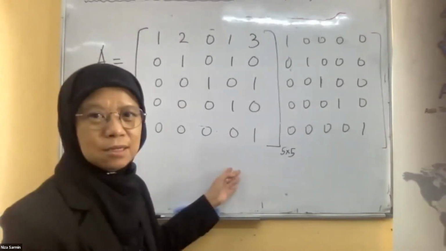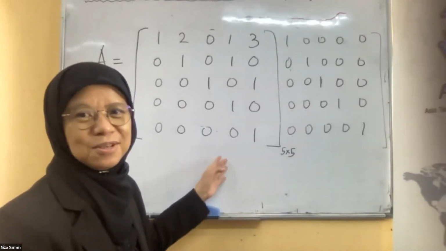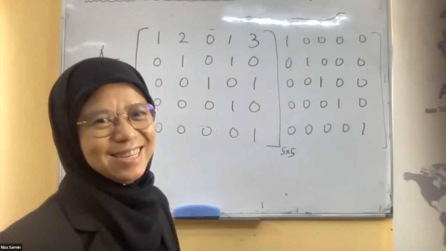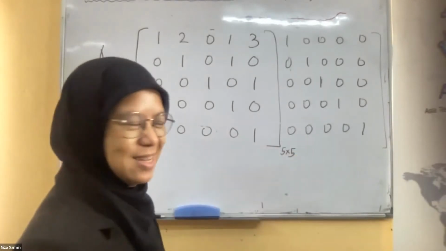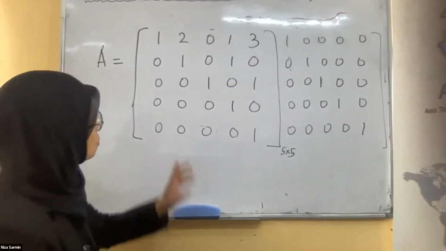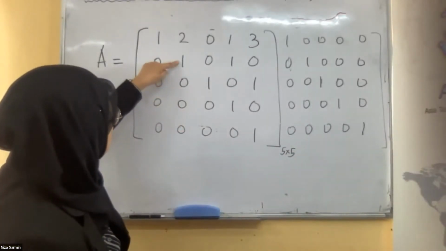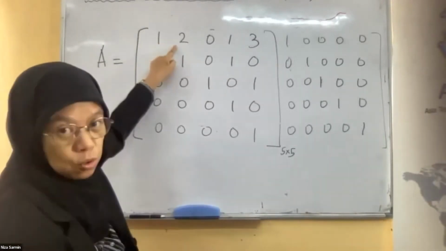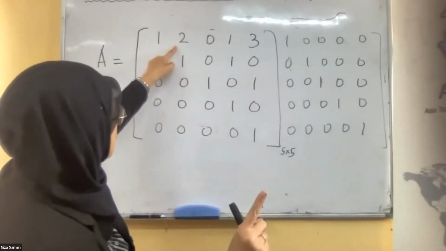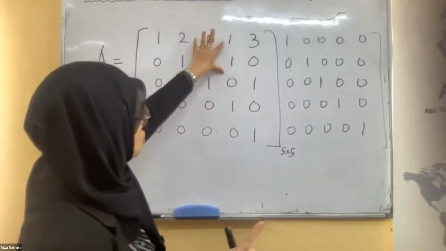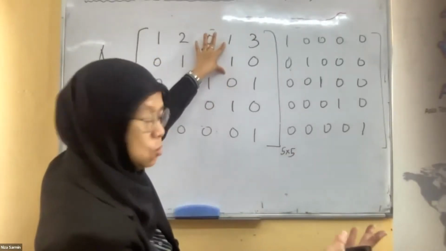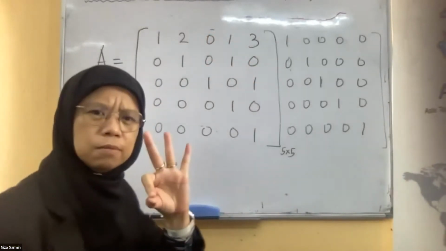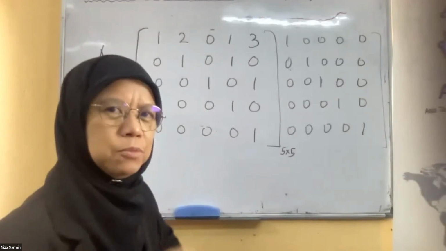Do you want to see the answer? It's okay. Clear, right? You just go with ERO. So you have 1 operation: take negative 2 row 1 plus row 2, row 2 plus row 1, 1 time. Then you do another ERO, and then another 1. So 3 times only.